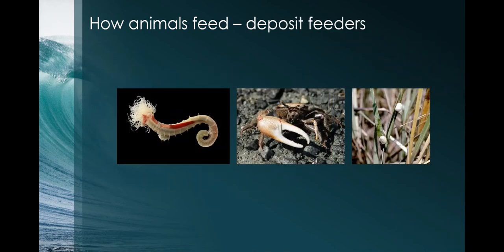And our last type of feeding is deposit feeding. These are all animals who basically look along the bottom of the ocean. They glean out anything on the bottom that might have nutritional value.